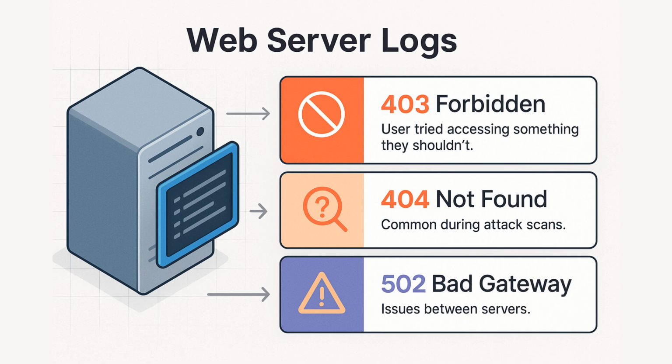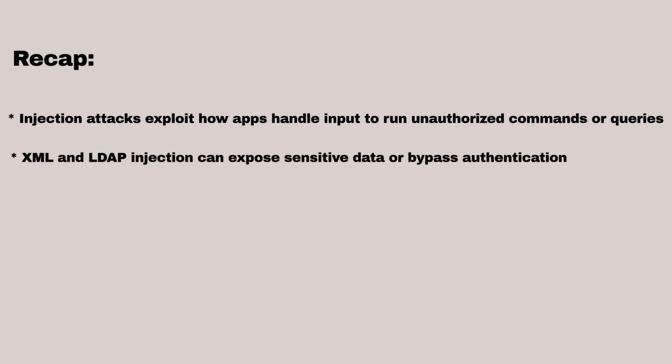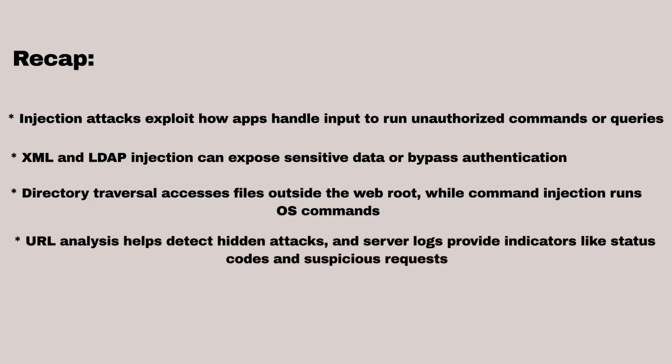Alright, that's enough on injection attacks. Here's a recap. Injection attacks exploit how applications handle input to run unauthorized commands or queries. XML and LDAP injection can expose sensitive data or bypass authentication. Directory traversal accesses files outside the web root, while command injection runs operating system commands. And we learned URL analysis helps detect hidden attacks, and server logs provide indicators like status codes and suspicious requests. See you in the next one.